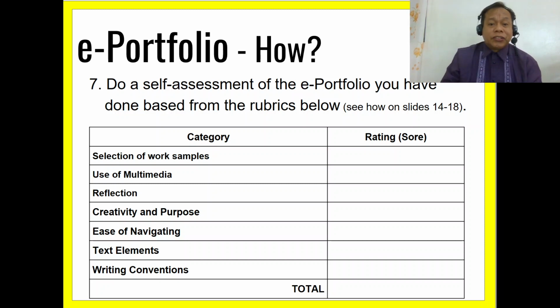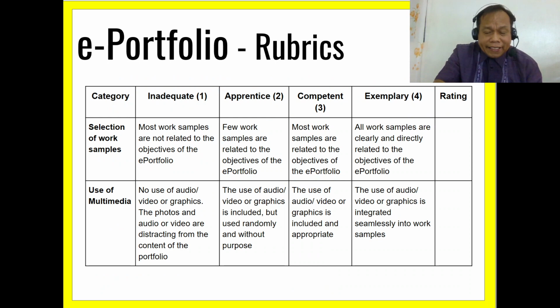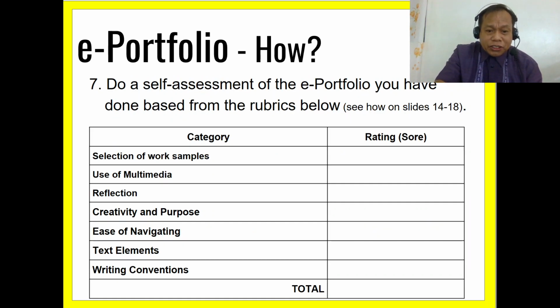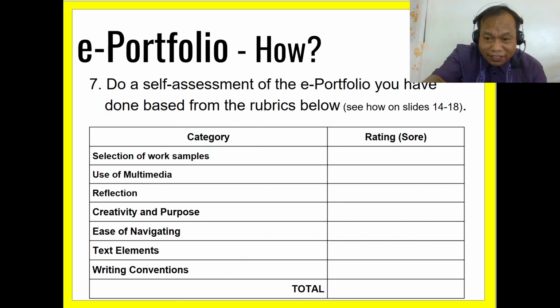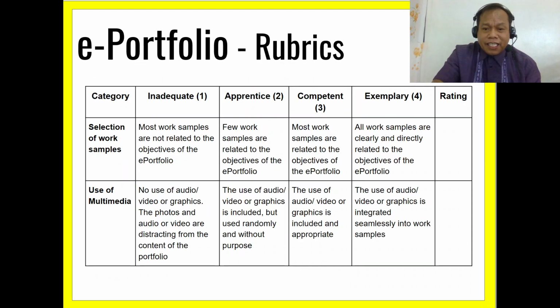I want you to do a self-assessment of your e-portfolio. Of course, I will also do my own assessment of your e-portfolio. And these are the rubrics. The first is selection of work samples. So you can say that your score is 4, okay? You can say there in the rating score 4, which means that all work samples are clearly and directly related to the objectives of the e-portfolio, which is TTL1.